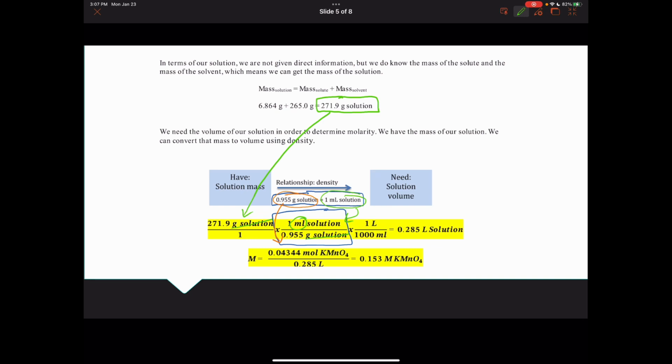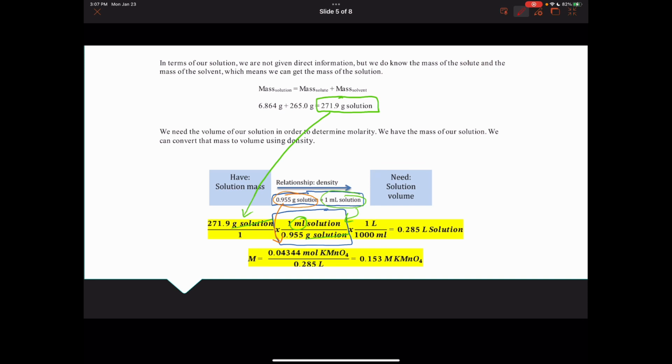We are looking for liters. That is how our molarity is defined, in terms of liters. So the next thing we're doing is converting our milliliters to liters using the fact that 1 liter contains 1,000 milliliters. So that's going to give us 0.285 liters of solution. So now we've got the information we need. We can combine to get our molarity. We're dividing the moles that we determined by the volume that we determined, and we're getting 0.153 molar potassium permanganate.